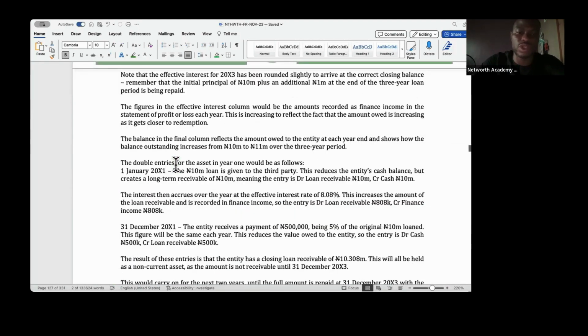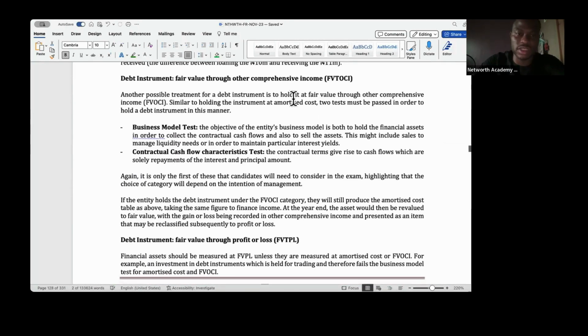But before I look at those questions, let me just complete the others. At fair value through OCI, before you can classify a financial asset at fair value through OCI, the business model test is that second one, where you are holding the financial asset to collect interest and principal, and also to sell. So that's the difference between fair value through OCI and amortized cost.